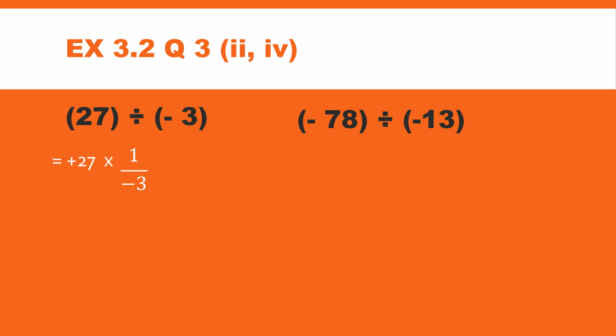Here, the first step is to take the reciprocal of minus 3, that is 1 by minus 3. As 27 is divided by 3, we get 27 divided by minus 3 and the answer is negative 9. Next part, negative 78 will be multiplied by 1 over negative 13, taking the reciprocal, and we get negative 78 divided by negative 13. As both have the same sign, both are like integers, so our answer is positive.